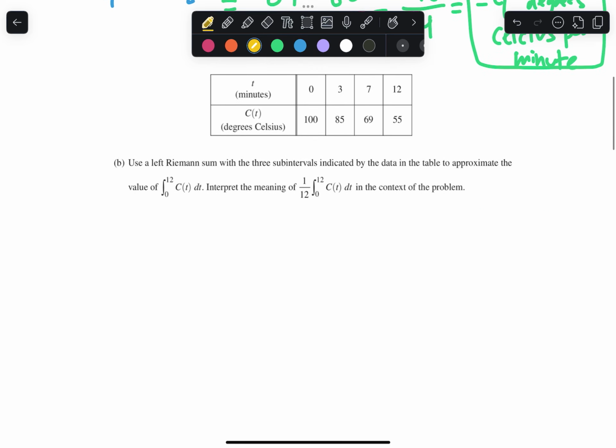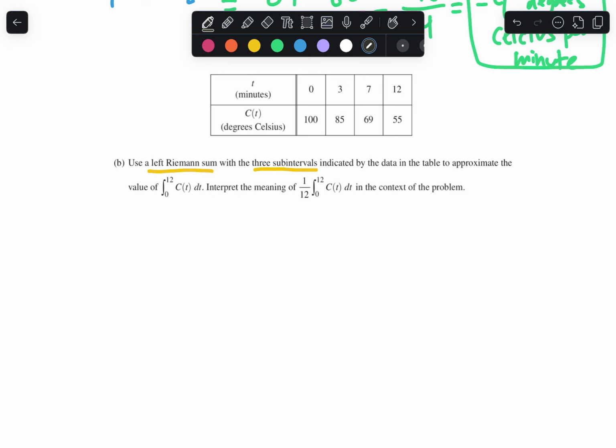So this one says to use a left Riemann sum with the 3 subintervals indicated by the data in the table to approximate the value of the integral from 0 to 12 of c of t dt. Then we want to interpret the meaning of 1 over 12 times that integral in the context of the problem. All right, so we basically have 2 steps to this problem.